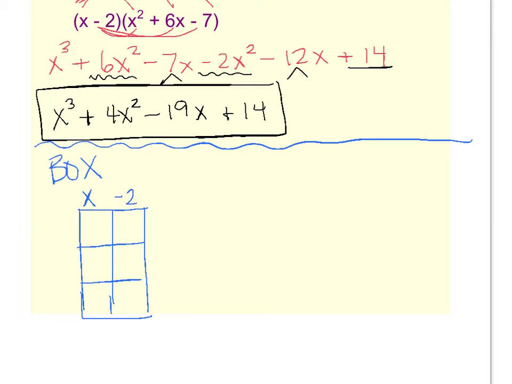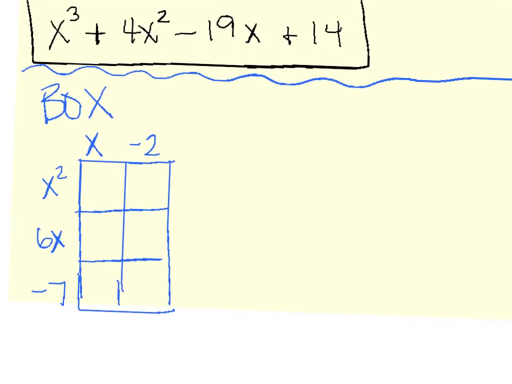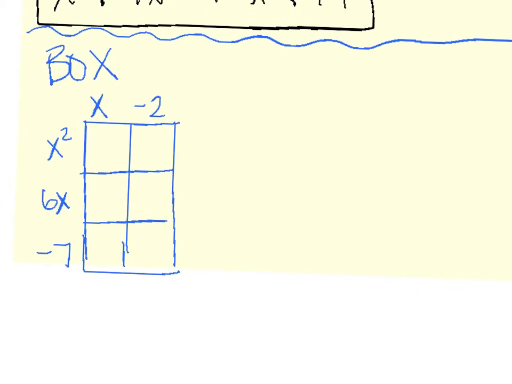The next one has three terms. We have the x squared, so the x squared goes over here next to the first box. Moving down is your 6x, and then that's a negative 7, so I'm going to put a negative 7 there. Alright, so from here, what we're going to do is multiply the two sides together and put our answer inside the box.